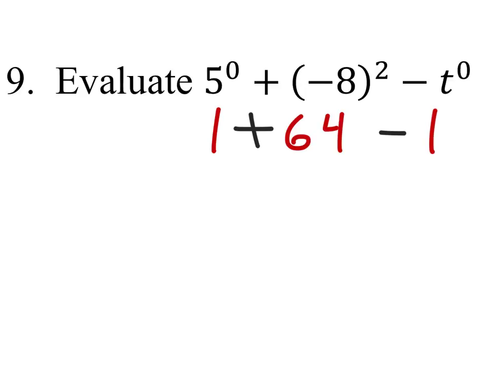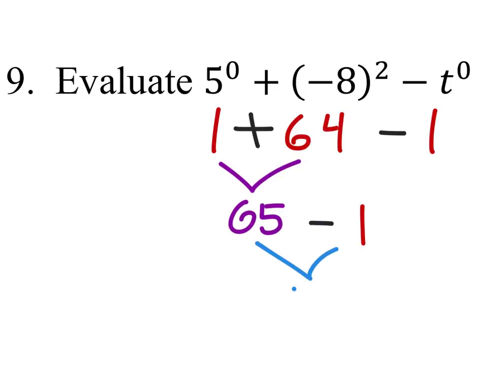1. So some of you guys may have looked at that and said, well, there's a t, we can't really evaluate that. But since it's t to the power of 0, that is 1. And 1 plus 64 would give us 65. And we still have that minus 1. And 65 minus 1 is 64. Bam.